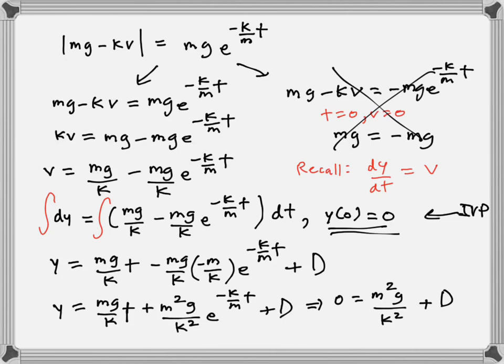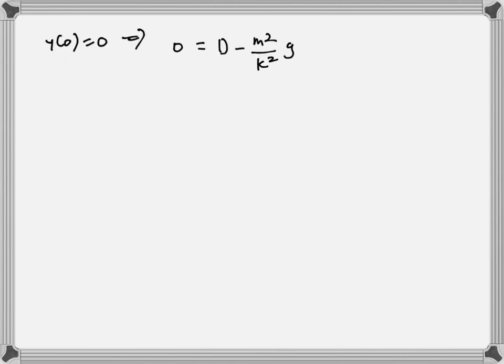All right. So then, I think, yeah, sorry, I actually got my sign wrong on the other part. Yeah, there should be a plus here. Okay, so this means that d is equal to minus m squared over k squared g. So plug that back into my differential equation and I get the following.